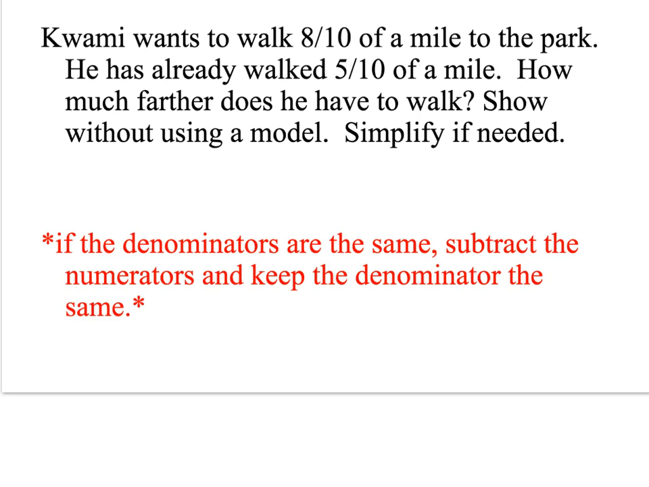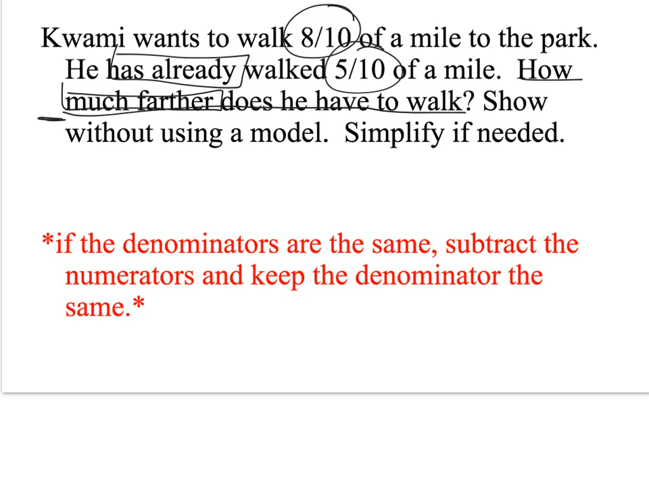So if I use cubes, my numbers I'm dealing with are 8/10 and 5/10 of a mile. The question states, how much farther does he have to walk? I then need to box any keywords. So "how much farther" and "has already walked" means now I can evaluate. I know that I'm going to subtract. So now I'm going to solve the problem.